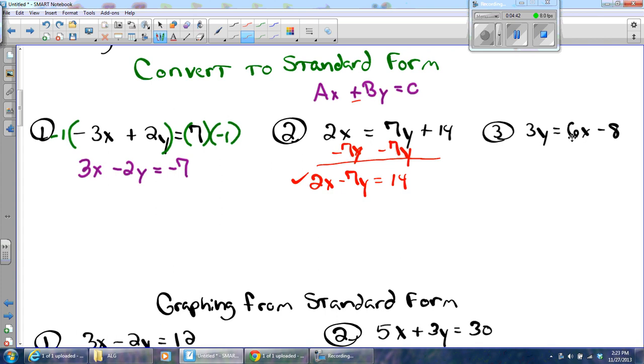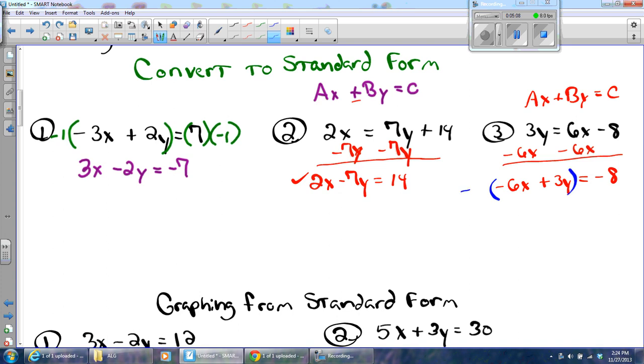Okay, number 3. Remember, I want ax plus by equals c. Looks like this is in the wrong place. I'm going to subtract a 6x from both sides. And I'll get -6x plus 3y equals -8, except a isn't positive, so I need to multiply through by a -1.